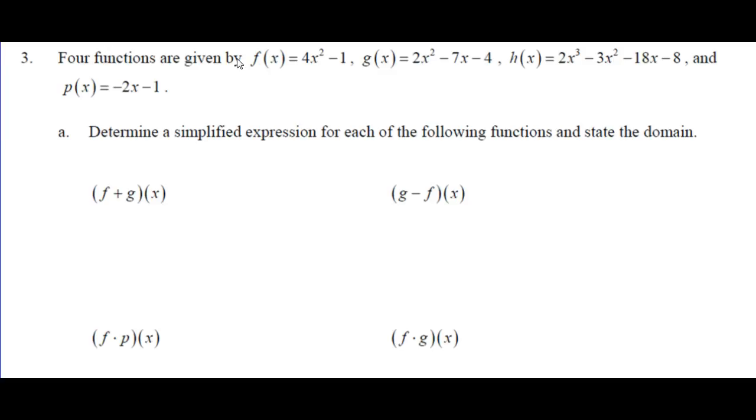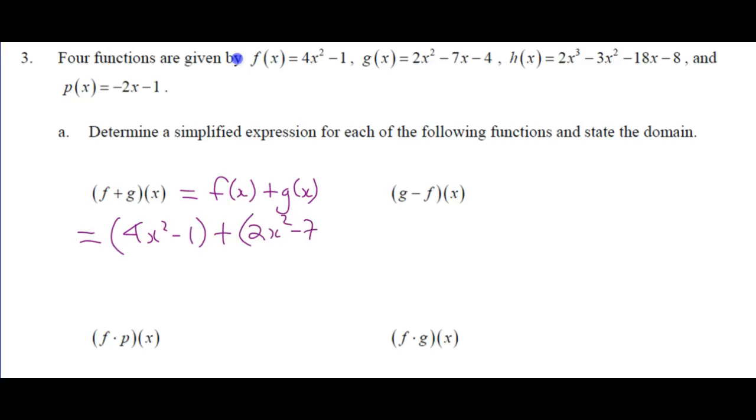Determine a simplified expression for each of the following and state the domain. So we've got f plus g of x. What does that mean? f of x plus g of x. So it's 4x squared minus 1 plus, what's g of x? 2x squared minus 7x minus 4. I put them in brackets only because occasionally there's a minus sign, and I want you to remember to distribute it through the brackets.